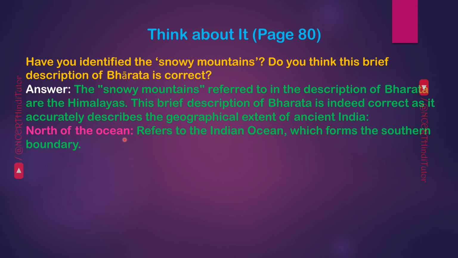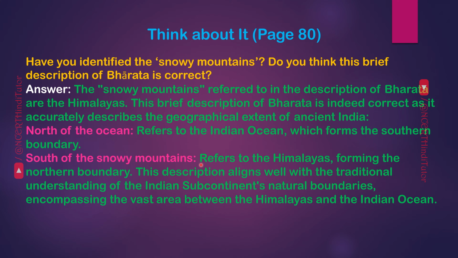North of the ocean refers to the Indian Ocean, which forms the southern boundary. South of the snowy mountains refers to the Himalayas, forming the northern boundary. This description aligns well with the traditional understanding of the Indian subcontinent's natural boundaries, encompassing the vast area between the Himalayas and the Indian Ocean.